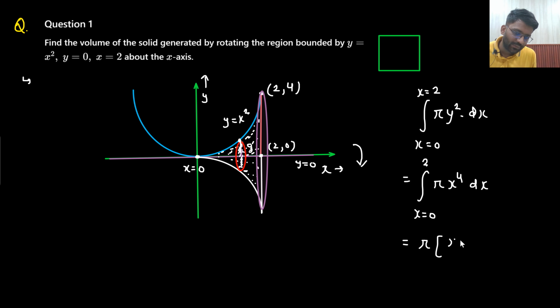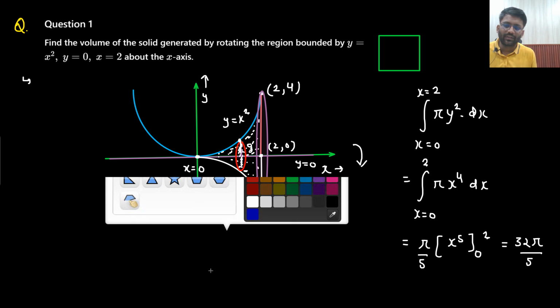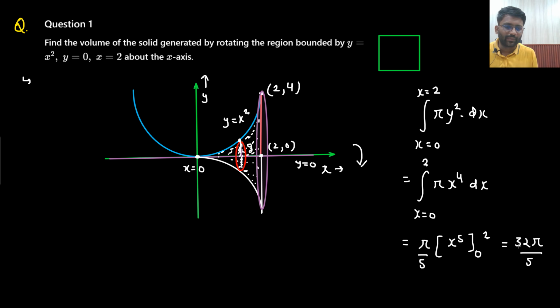So pi x to the power 5 divided by 5, with x going from 0 to 2. What will be 2 to the power 5? That will be 32 pi by 5 unit cube. This will be the answer that we'll be getting: 32 pi by 5.